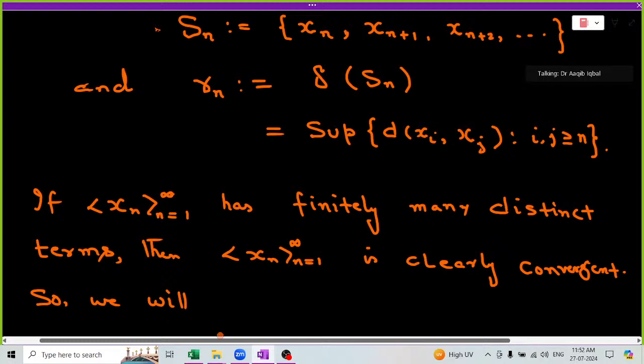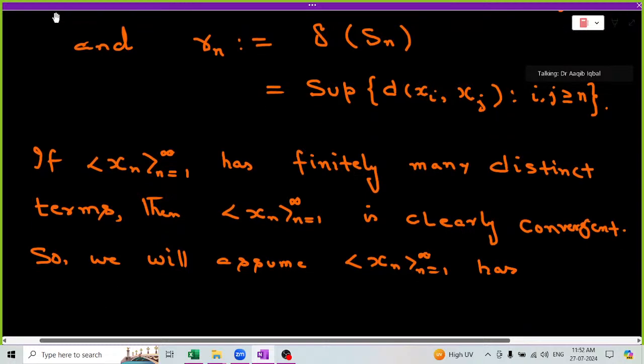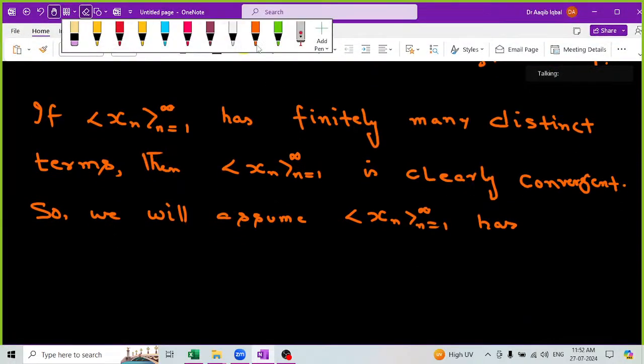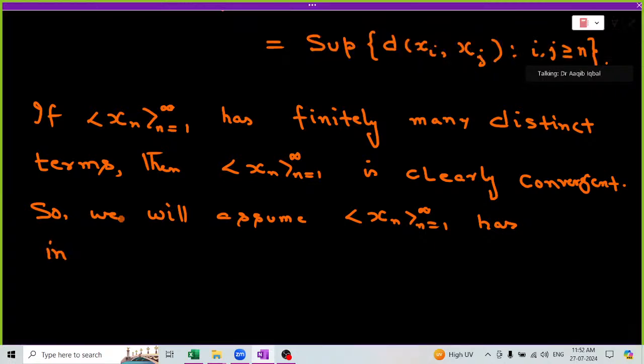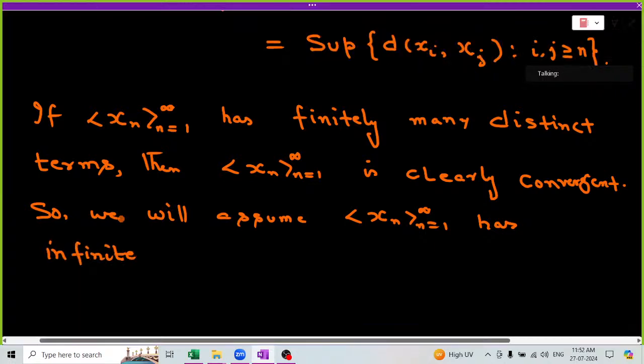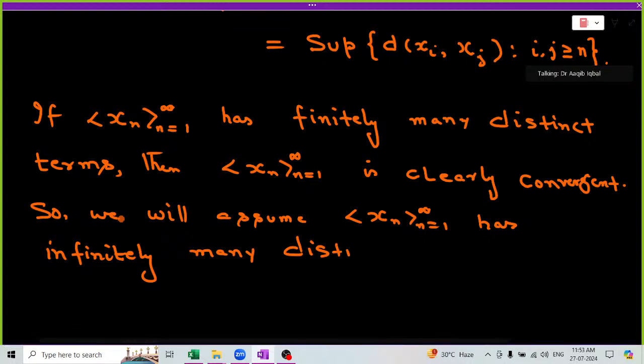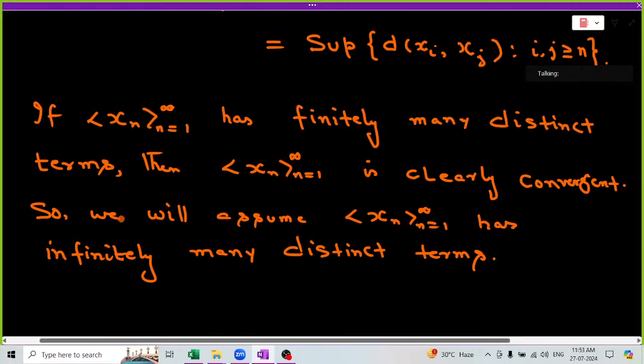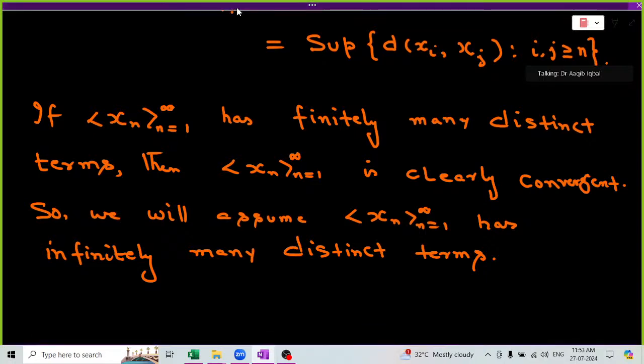So we'll assume the sequence xn, n running from 1 to infinity, has infinitely many distinct terms. ठीक, बस हो गया ये. We're almost done.